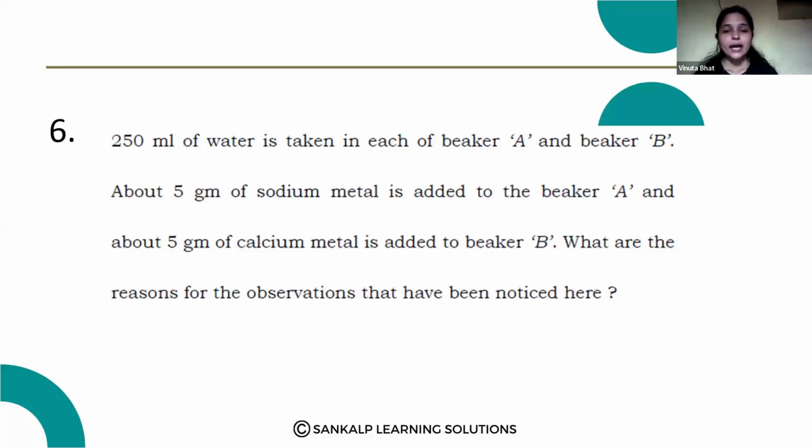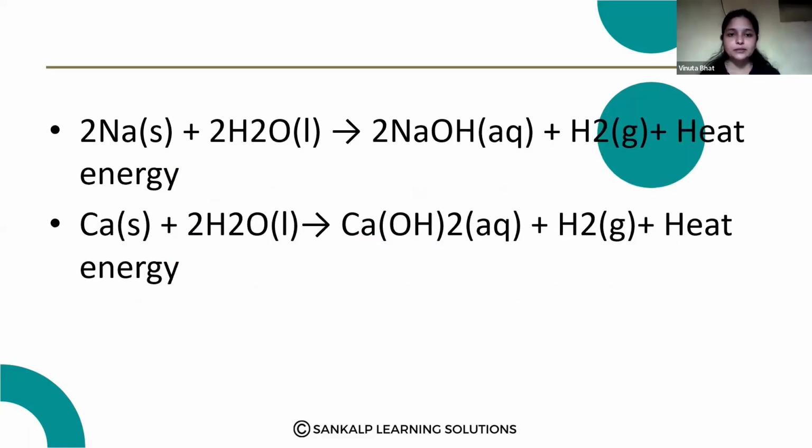Then when the calcium reacts with the water, it forms calcium hydroxide, and the calcium floats on the water, and there is no fire because a very small amount of hydrogen is released, which is not enough to catch fire. So that is the answer here. When the calcium reacts with the water, the hydrogen released is not enough to catch fire. Very little hydrogen is released. So you can write the reaction like this.